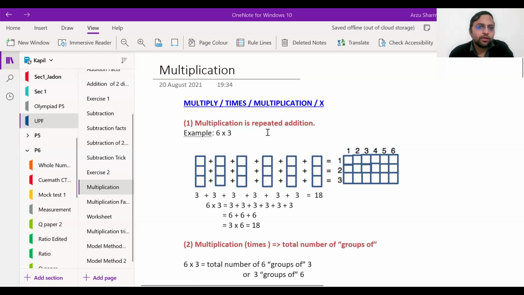Okay, guys, so in the last session, we talked about subtraction. So today we'll start with multiplication. So we'll look at the basics.